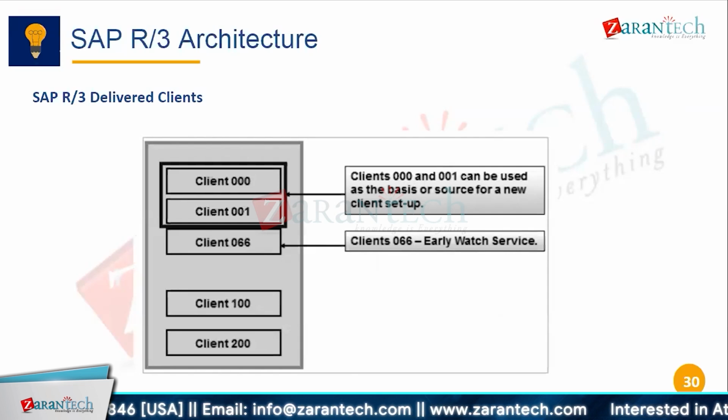Now you will hear about client. When you get your SAP access, you will get a server or client. It will be 800, 300, 400. That is what you will be using. So in one server, you can have multiple clients, and under multiple clients, you can have multiple companies. So a client 000 and 001 can be used as a basis or a source for a new client setup.